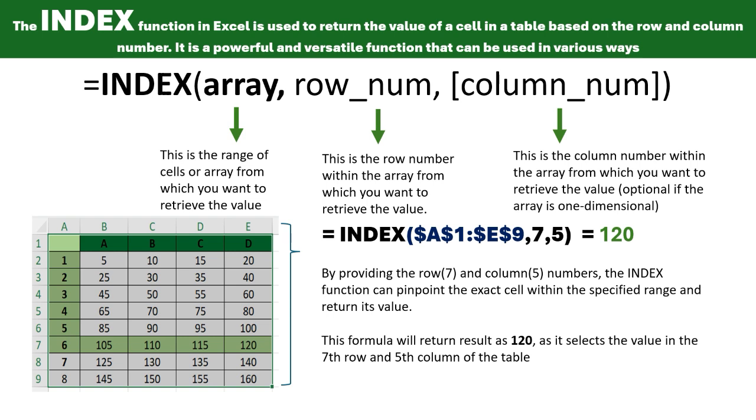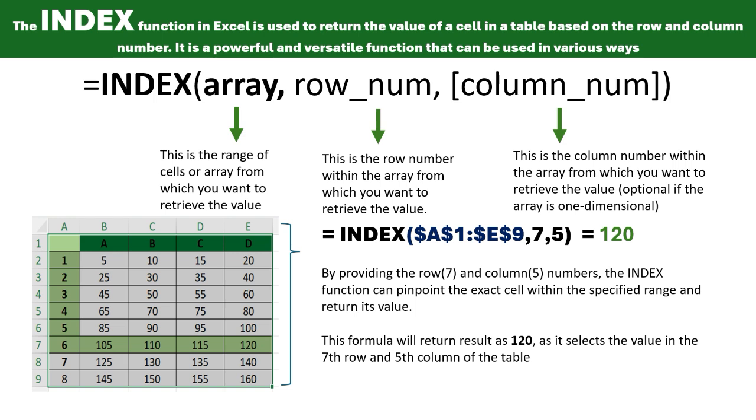Let's learn what the array is. Array is the range of cells or array from which you want to retrieve the value. Row number is the row number within the array from which you want to retrieve the value. And column number is the column number within the array from which you want to retrieve the value.